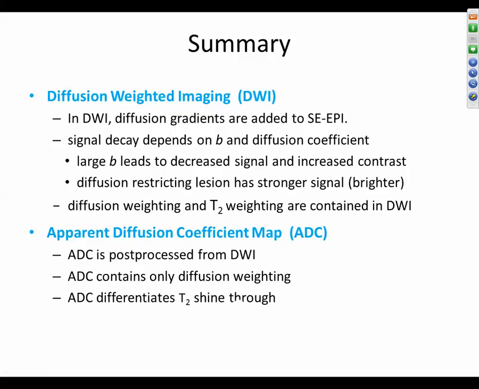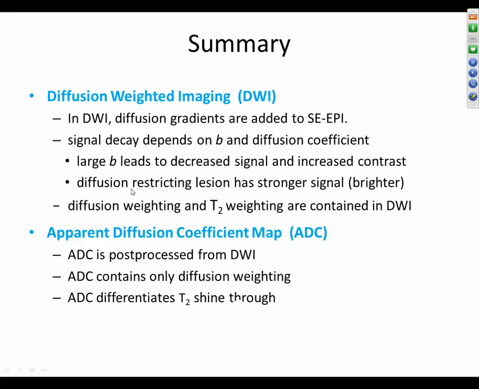That's a very brief introduction to DTI. To summarize what we talked about in diffusion-weighted MRI today: we acquire images using a diffusion-weighted sequence, which is diffusion gradients added to a spin echo EPI sequence. Then the signal decays, and this decay depends on the parameter b and the diffusion characteristics of tissue. With a smaller b, we have stronger signal. With a larger b, the signal decreases, but the contrast is better. Different tissues have different diffusivity.